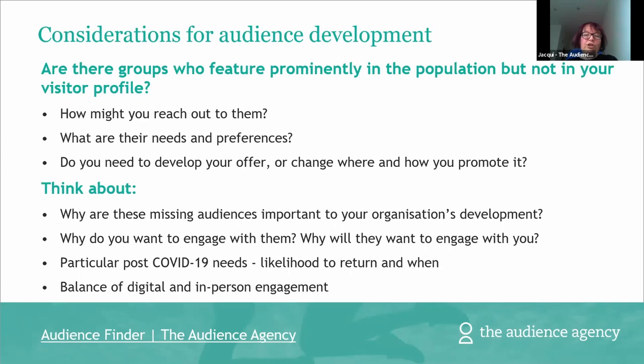So for example, the lower engaged groups will need perhaps more practical information. They like to see pictures of people like them engaging with the activity, whereas the higher engaged groups are more drawn to well-known names perhaps, or they'll respond more to images of collections or artworks and things like that. So it's about thinking, what are the routes to engagement with those different groups, and what might you need to change or tweak in order to draw them in.